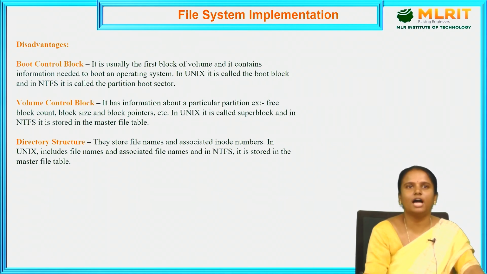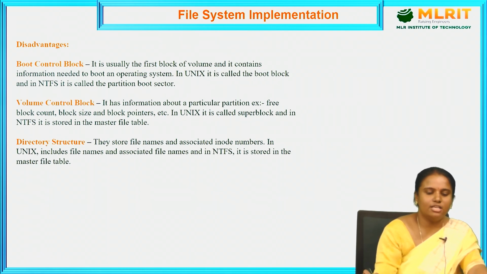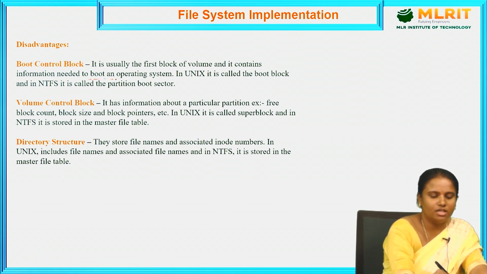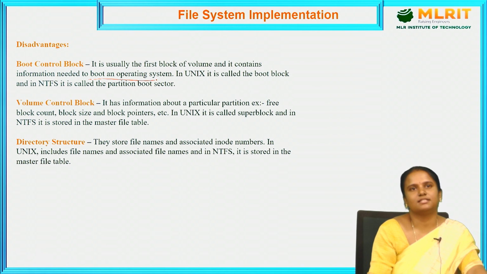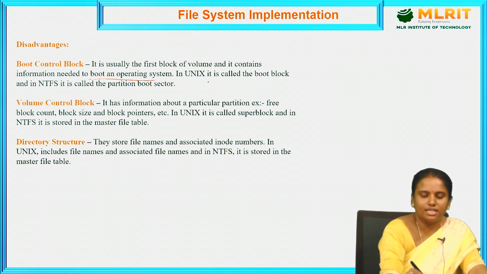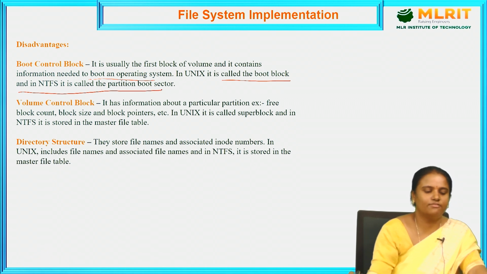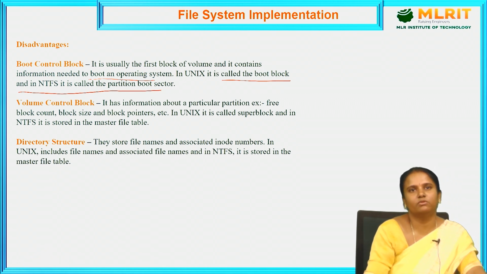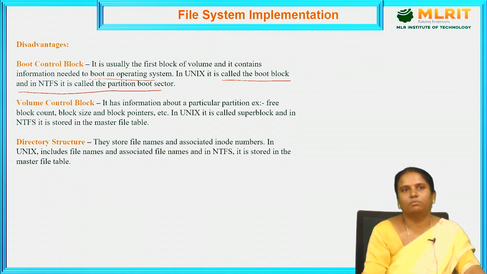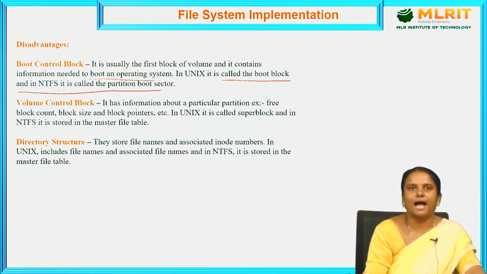How can the boot control block happen? It is usually the first block of a volume, and it contains the information needed to boot an operating system. Booting happens whenever the file cannot get the proper information needed. In Unix, it is called the boot block, and in the New Technology File System, it is called the partition boot sector.